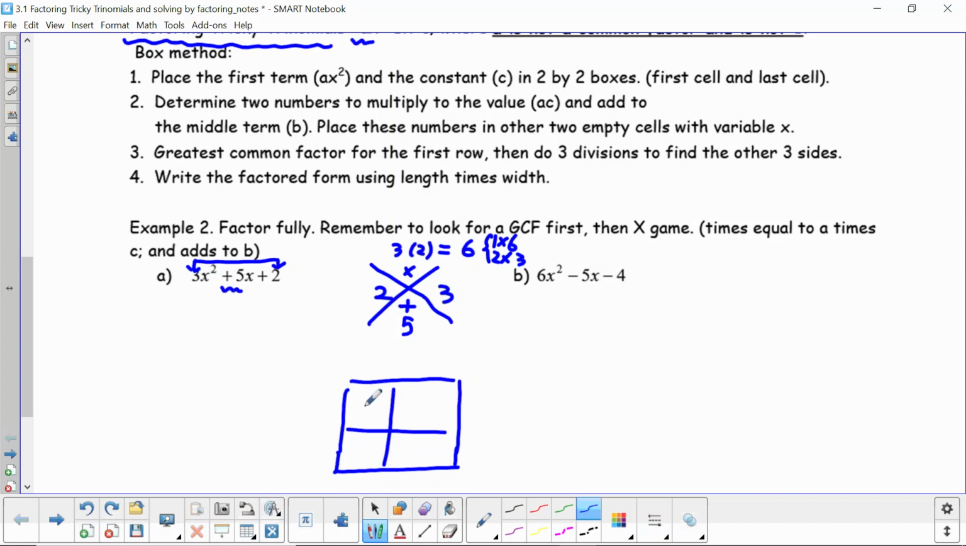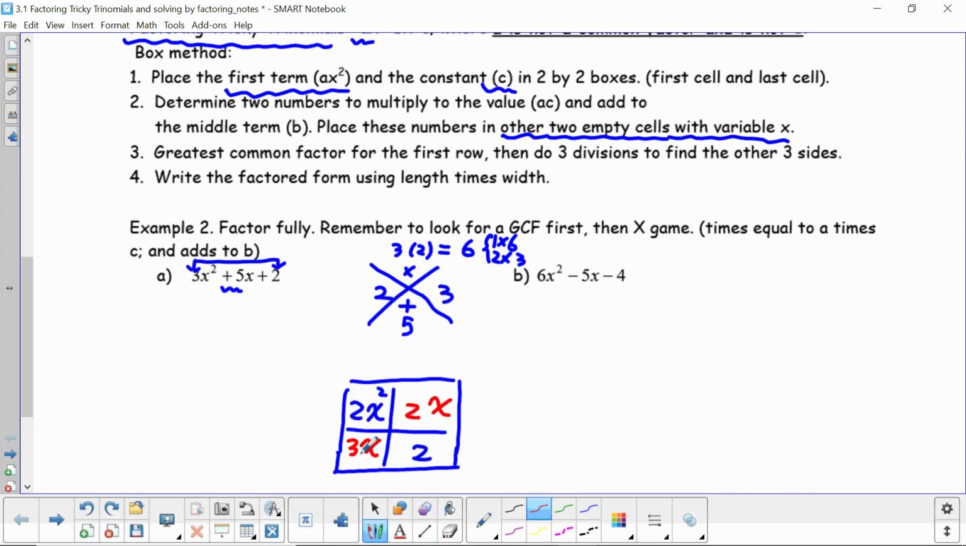So now we are going to put the first term, ax squared, in the first cell. And the last term, the constant, into the last cell. 2 put in the last cell. The two numbers you found, we'll put them diagonally. So determine the two numbers, then place these two numbers into the other two empty cells with variable x. Okay, so this one, 2 and 3, we are going to put them diagonally, 2x, 3x.